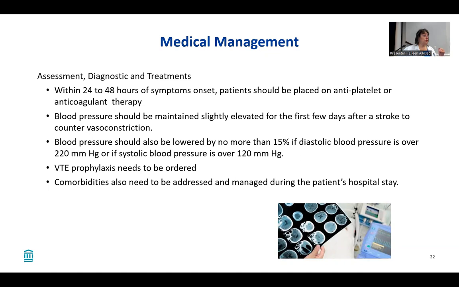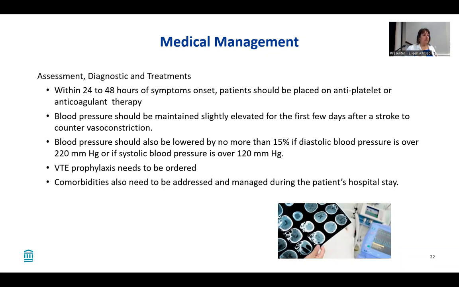And there's also a 15% per day limit you want to decrease the blood pressure by, because if you decrease it too quickly, in an area where you have injury, you could run into problems with the blood flow getting so low that the stroke increases in size.